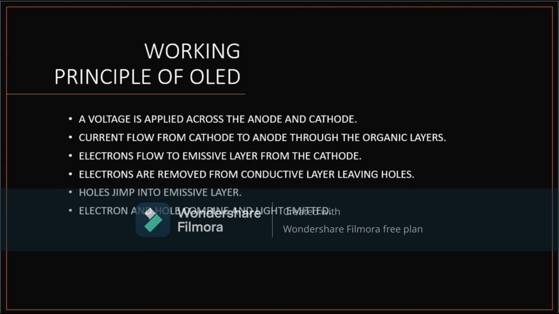The highest occupied and lowest unoccupied molecular orbitals of organic semiconductors are analogs to the valence and conduction bands of inorganic semiconductors. So basically, a voltage is applied across the anode and cathode, and then current flows from cathode to anode through the organic layers. Electrons flow to the emissive layer from the cathode, then electrons are removed from the conductive layer leaving holes, then holes jump into the emission layer, and then electrons and holes combine and light is emitted.